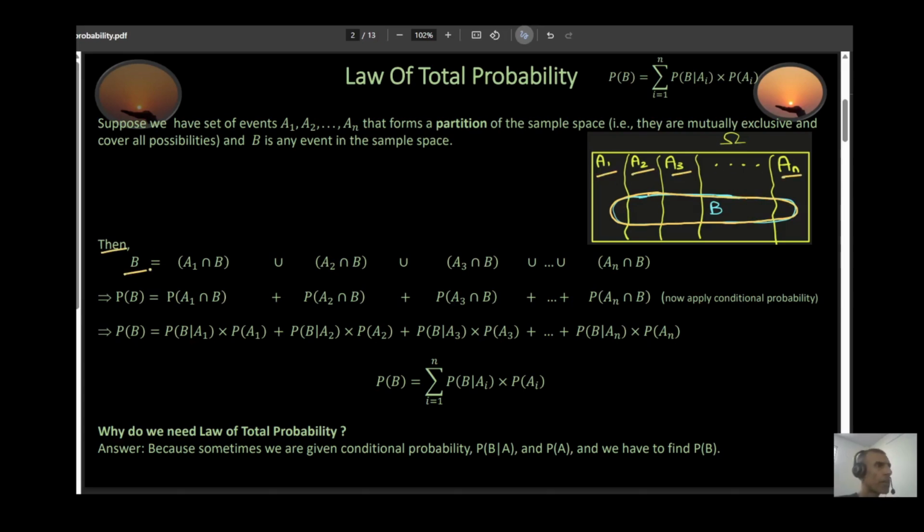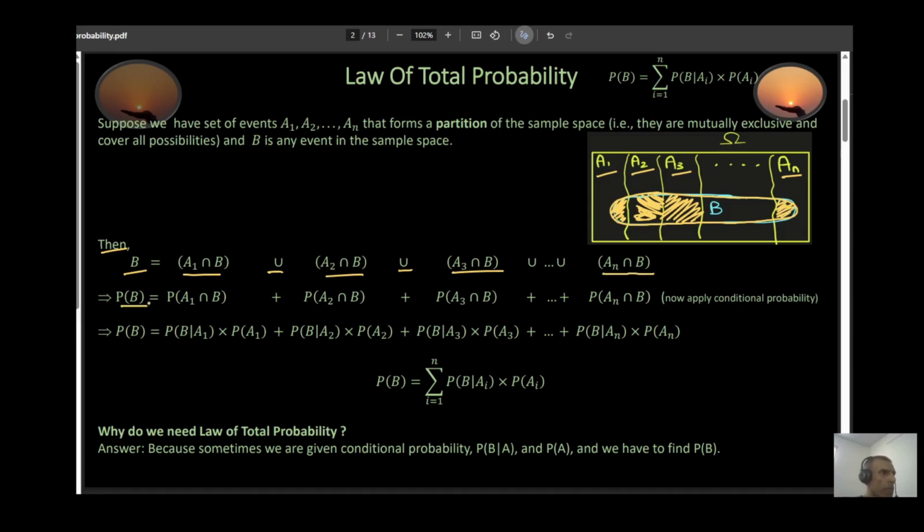Then I can write my B. My B can be written as A1 intersection B, which would be this part, combined with union A2 intersection B, that would be this part right here, combined with union A3 intersection B, that would be this part. And I can keep going like this all the way to the last term, An intersection B, that would be this part. So this is my complete B.